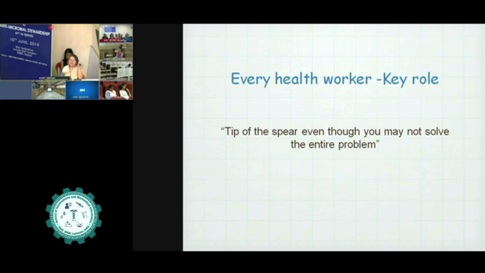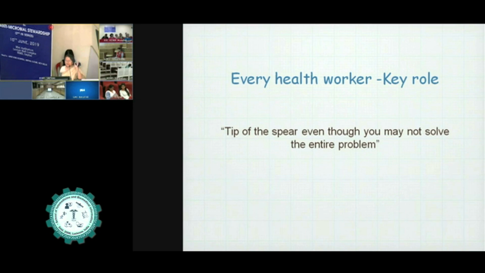So each one of us here may think, why are we here? To be a steward in the fight against this drug resistance. So every health worker, whether a professor or a resident medical officer, or a nursing superintendent, to a nursing staff, each and every one of us in the healthcare setup has a role to play.